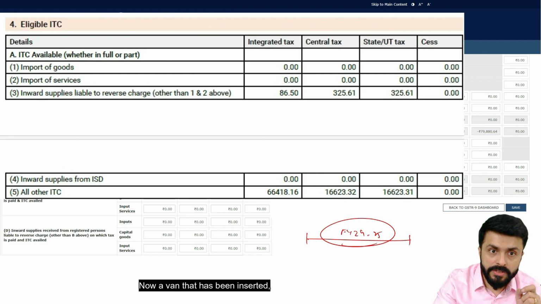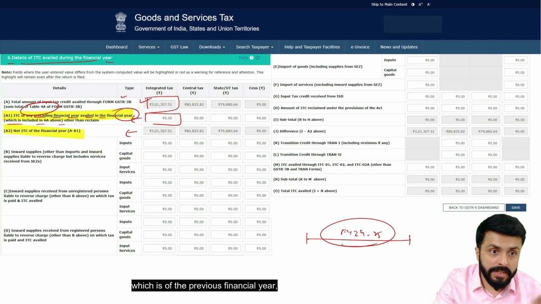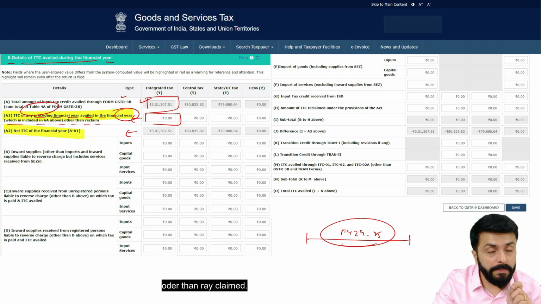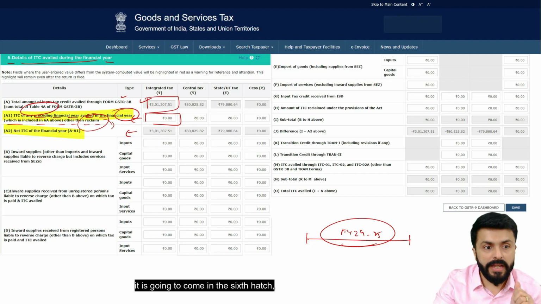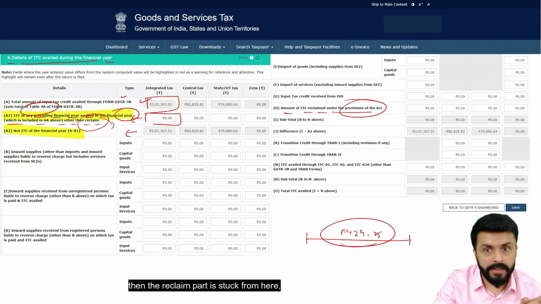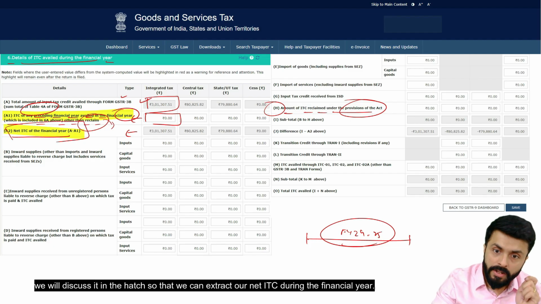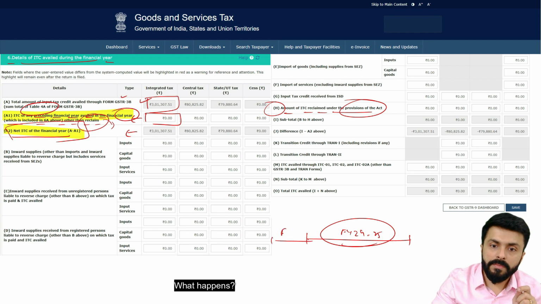Now out of this total, if there is any ITC which is of the previous financial year, older than reclaimed, the reclaim part is not here. It is going to come in the 6H. The amount of ITC reclaimed is given inside the provisions. Then the reclaim part is separated from here. We will discuss it in 6H so that we can extract our net ITC during the financial year. What happens?